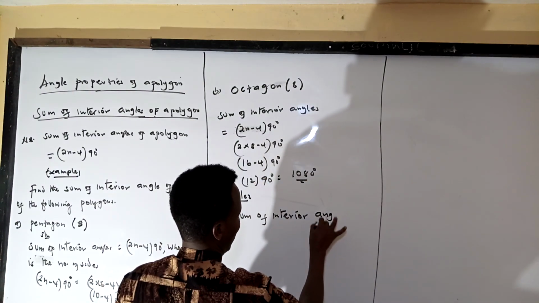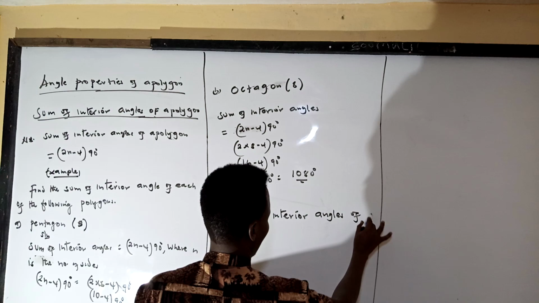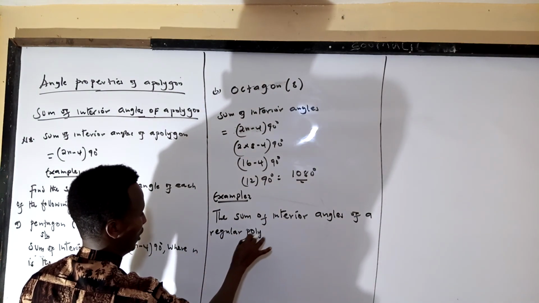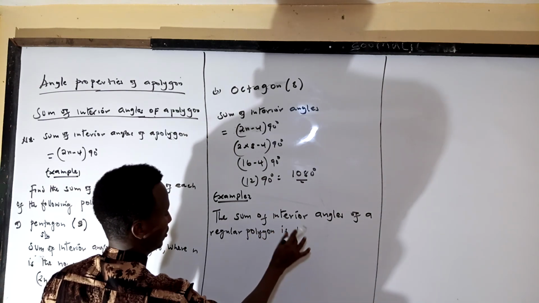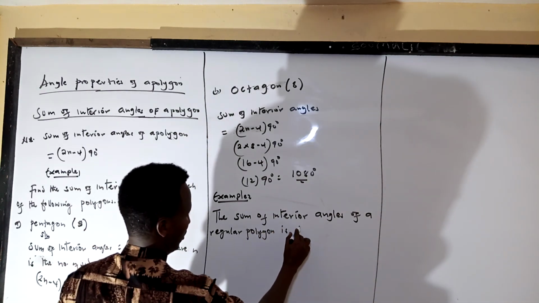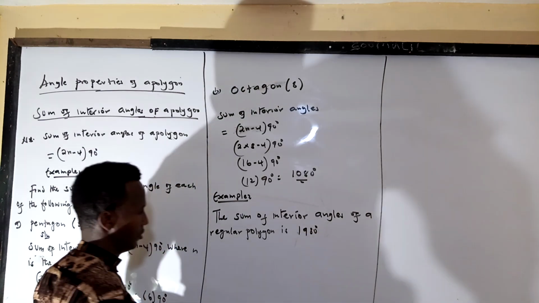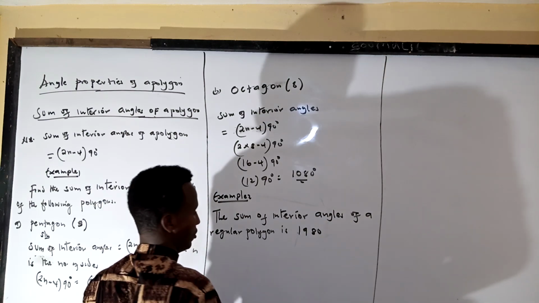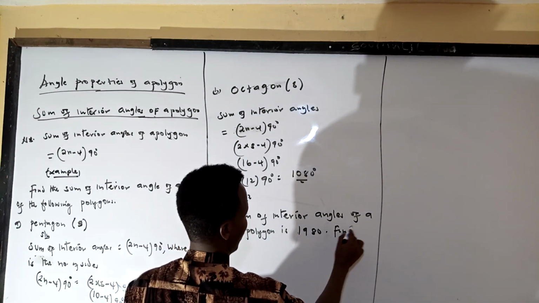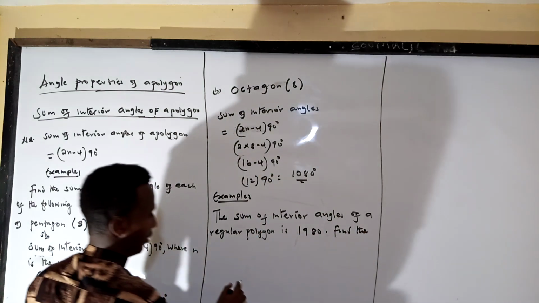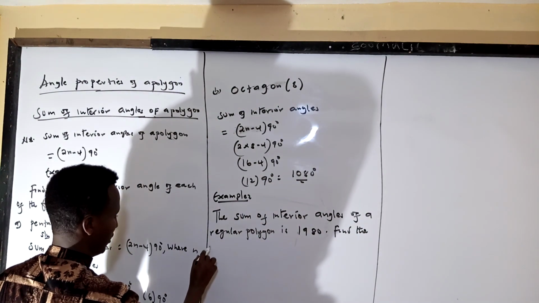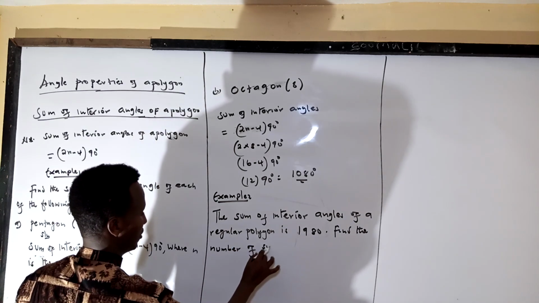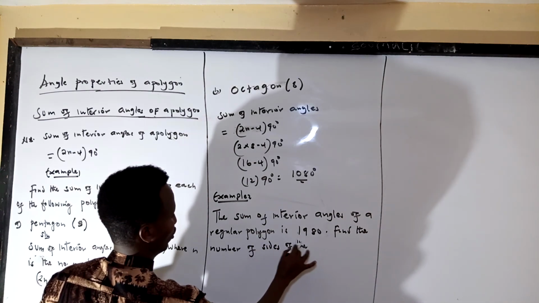The sum of interior angles of a regular polygon is 1980 degrees. So you are told, find the number of sides of the polygon.